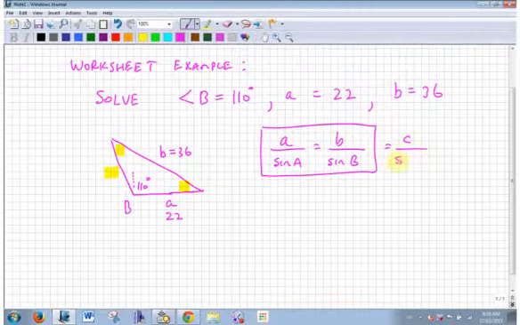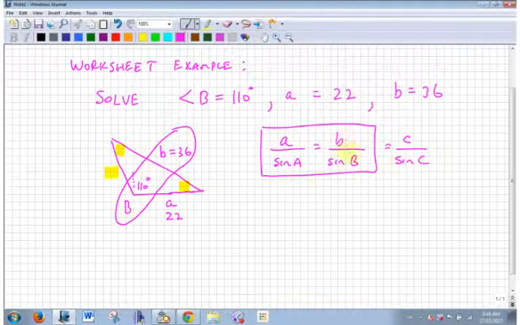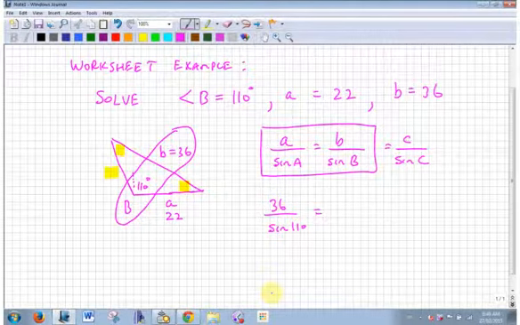It's also c over sine c. But we're not going to do 3 things at once. Remember, there's 4 variables in here. I have to know 3 of them. Okay? What can I do here? And if it helps, it's always this opposite thing. Okay? I know b. I know sine b. So I'm going to write that. 36 over sine of 110 is, what can I get?